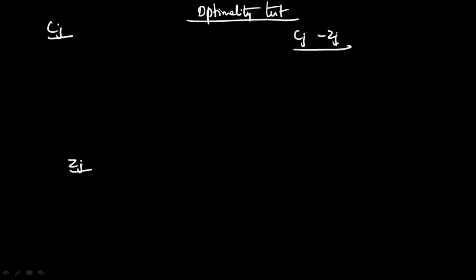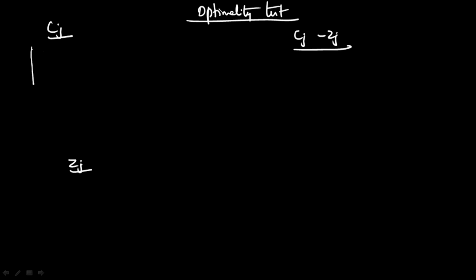Let me write the heading, optimality test. How to do this optimality test? Very simple. First, you'll have Cj, then you'll have something called Zj, then you'll have something called Cj minus Zj. Don't worry about these naming terms and all. In one book, it will be different. Is that clear? Depending upon that particular author.